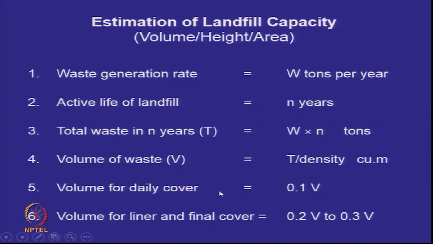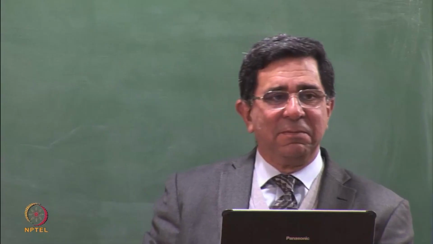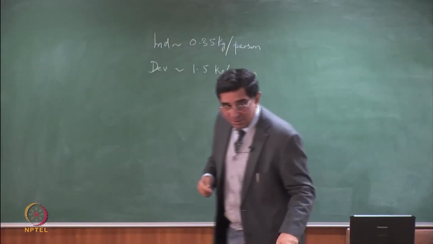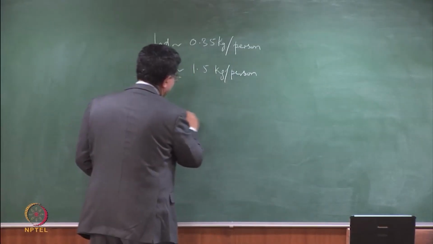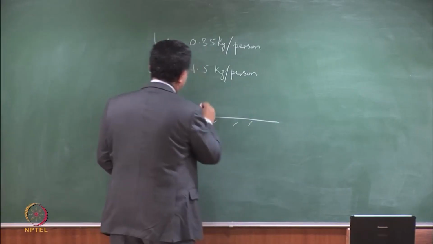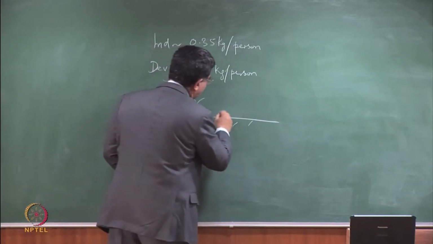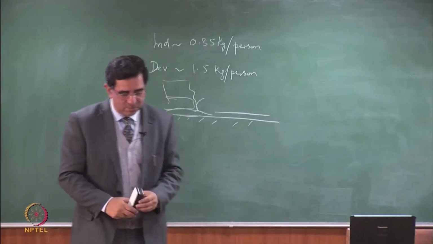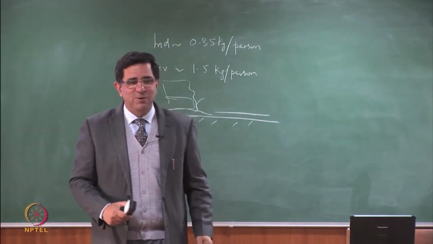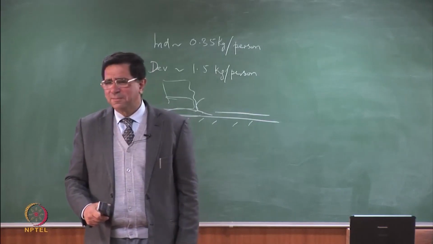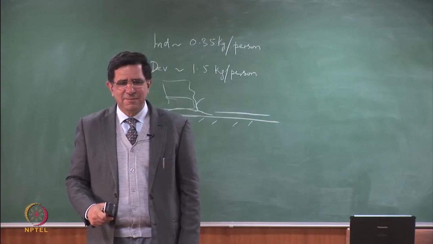So how much does daily cover occupy of that volume? Daily cover, I told you about a lift of 1.5 meters. And what is the thinnest layer of soil you can spread? If I ask you to use a dozer to spread soil, what is the thinnest layer you can spread on ground? By mechanized equipment, what is the thinnest layer of soil you can spread? Or by a human being, what's the thinnest layer of soil you can spread? 1 millimeter? 10 millimeters?